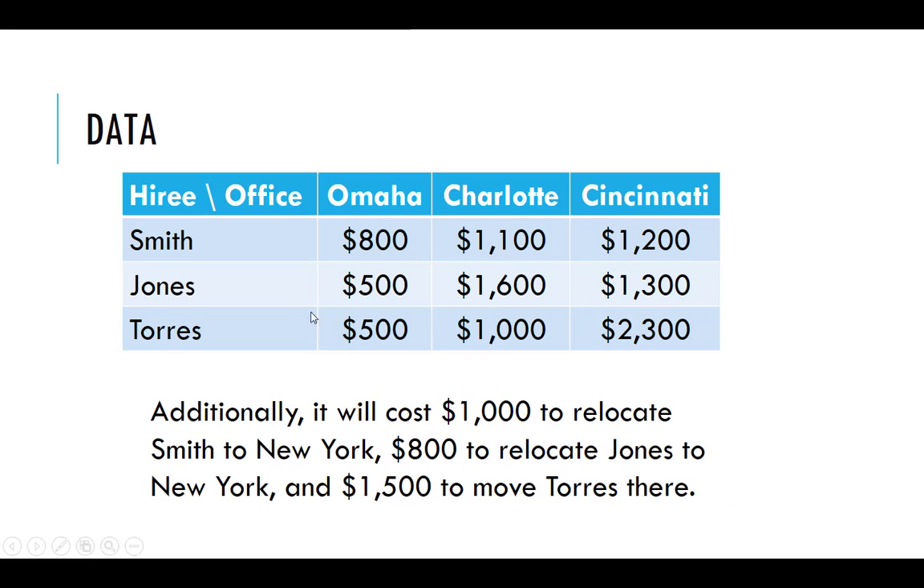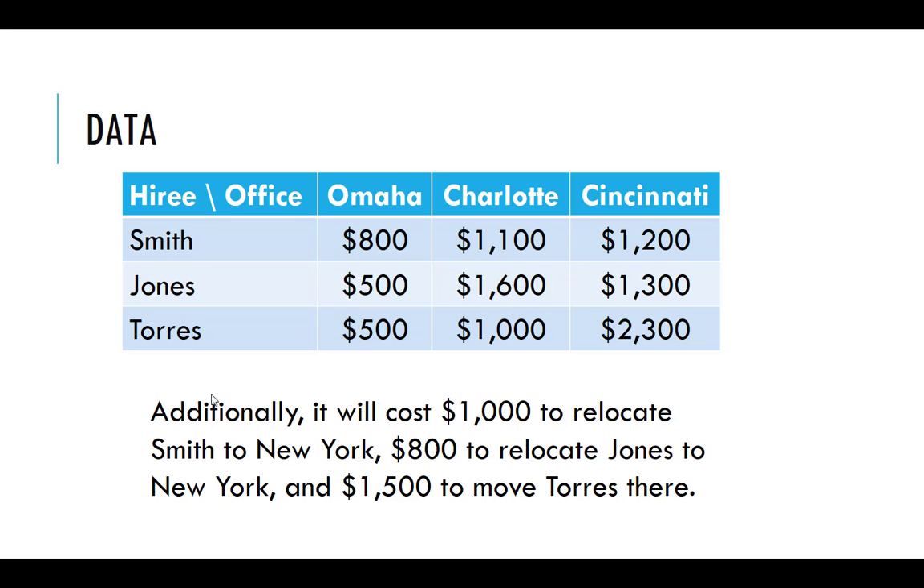So here we have Smith, Jones, and Torres. We have an office in Omaha, Charlotte, and Cincinnati. And to send Smith to Omaha, it costs $800. To send Smith to Charlotte, $1,100. To send Smith to Cincinnati, $1,200. Jones, $500, $1,600, $1,300. Torres, $500, $1,000, $2,300.